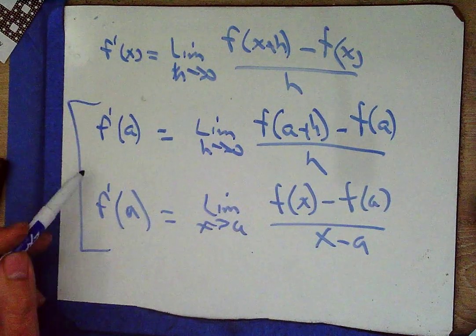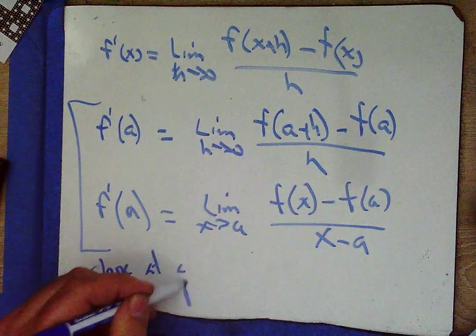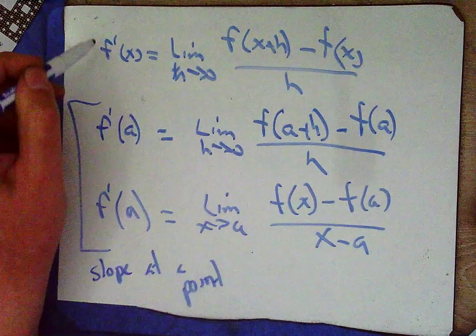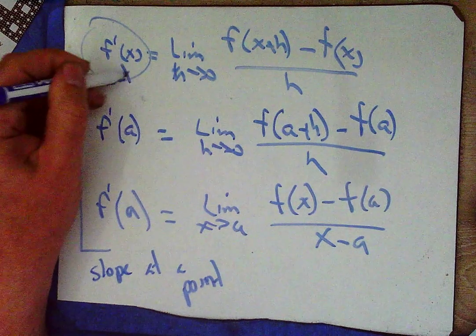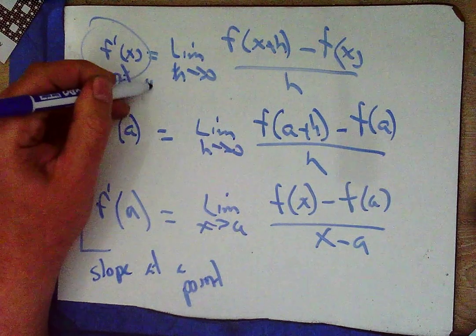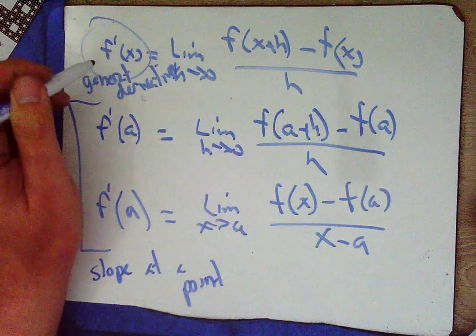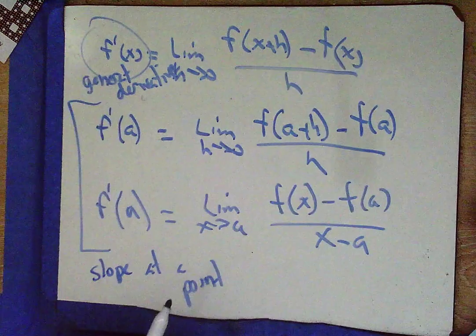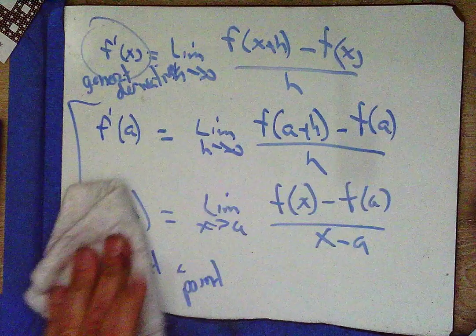So, two ways to find slope at a point, and this is our general derivative. And I think this is fabulous if I have to find the slope at more than one point. Okay? So let's dig in.